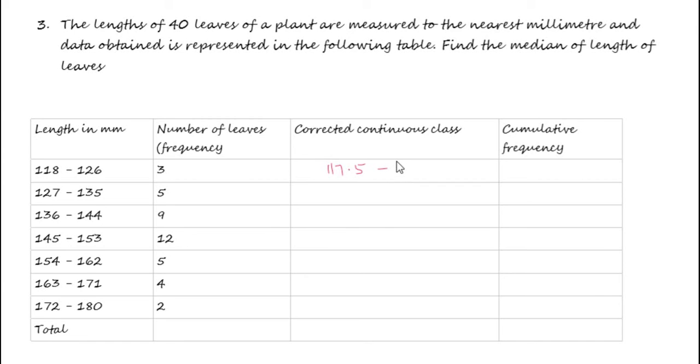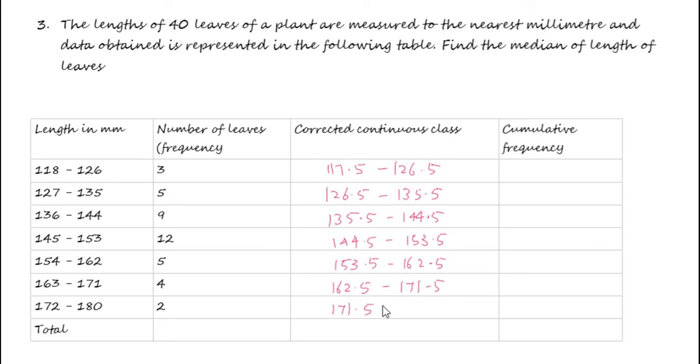117.5 to 126.5, then 126.5 to 135.5, 135.5 to 144.5, 144.5 to 153.5, 153.5 to 162.5, 162.5 to 171.5, then last one is 171.5 to 180.5. We need to find out the cumulative frequency also.